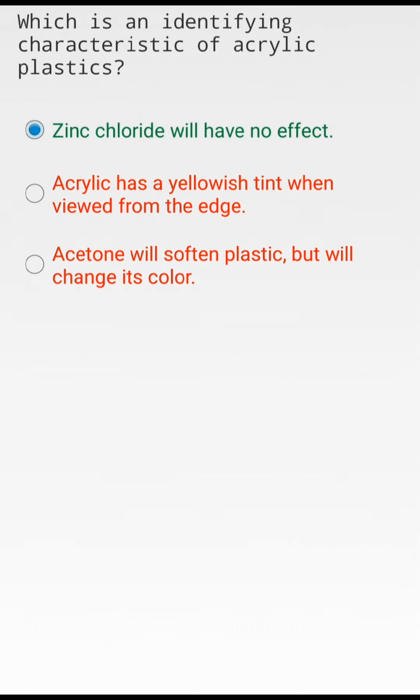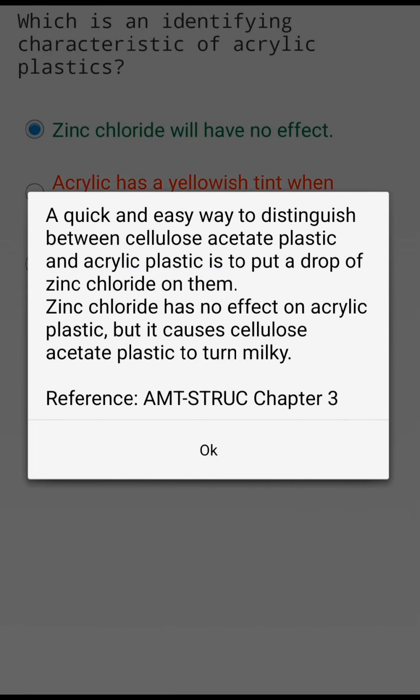Which is an identifying characteristic of acrylic plastics? Zinc chloride will have no effect. A quick and easy way to distinguish between cellulose acetate plastic and acrylic plastic is to put a drop of zinc chloride on them. Zinc chloride has no effect on acrylic plastic, but it causes cellulose acetate plastic to turn milky.